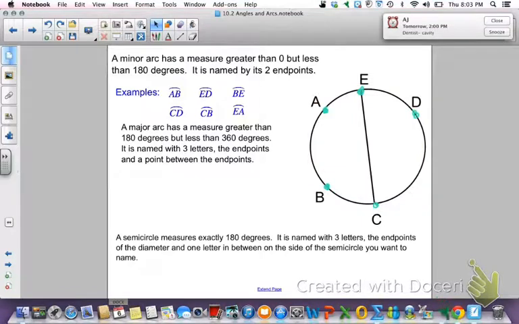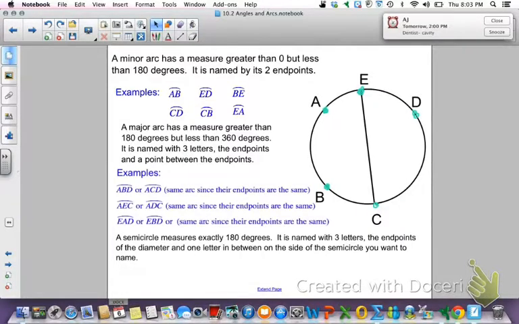Now when we talk about major arcs, the major arcs have a measure that's greater than 180 degrees but less than 360. So if we have this arc that's greater than 180 then less than, did I say 130? 360, less than the whole circle. So let's take a look at some examples.